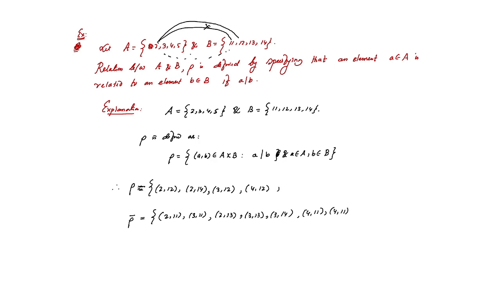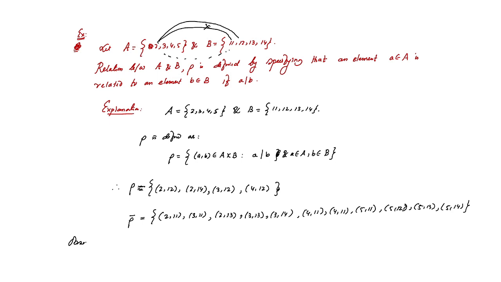Now start from 5. 5 divides 11? No. 5 divides 12? No. 5 divides 13? No. And 5 divides 14? Again, no. So if it divides, that means it is related, that comes under the set rho. And if it does not divide, that means it is not related, so that comes under the rho bar.